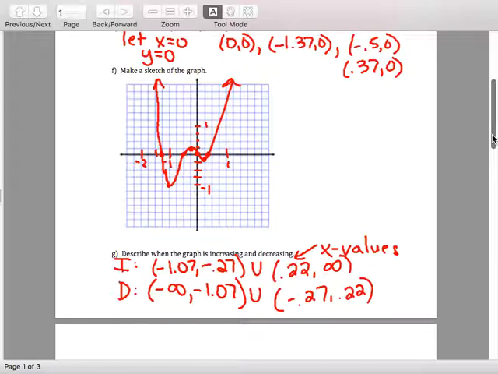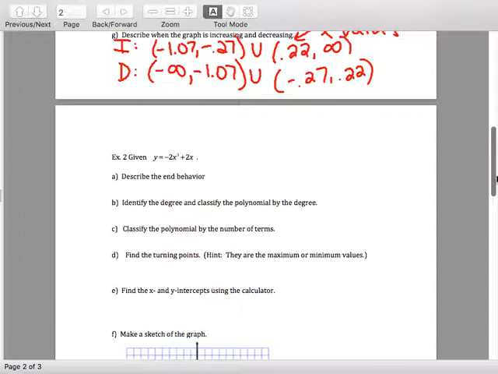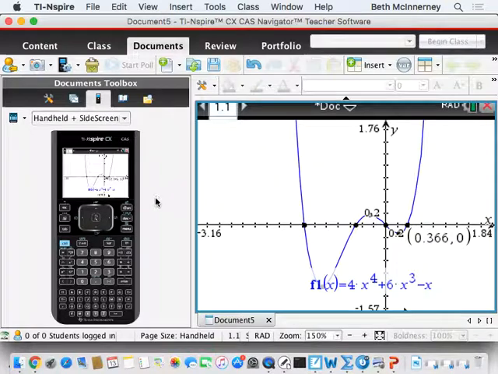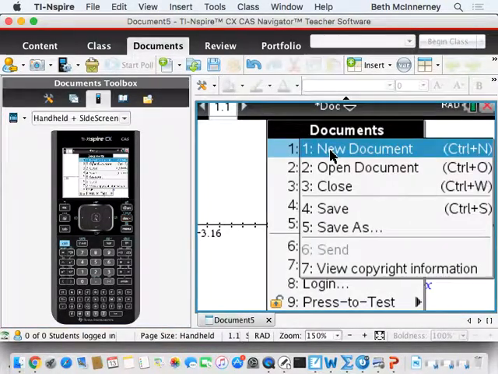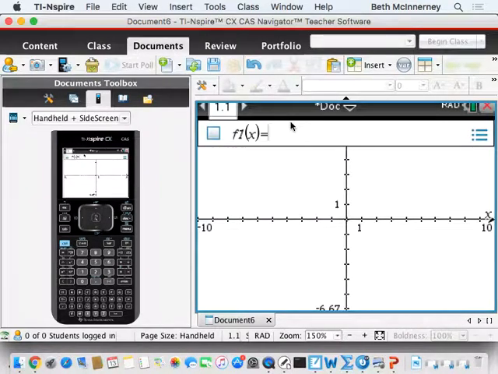So when you're ready, flip the page and use either your laptop or your graphing calculator to put this new function in. So we're doing example 2, y equals negative 2x cubed plus 2x. All right, so I'm going to show you on my graphing calculator. So here's what you do. You go to Document, New Document. I'm not going to save it, and add a graph.